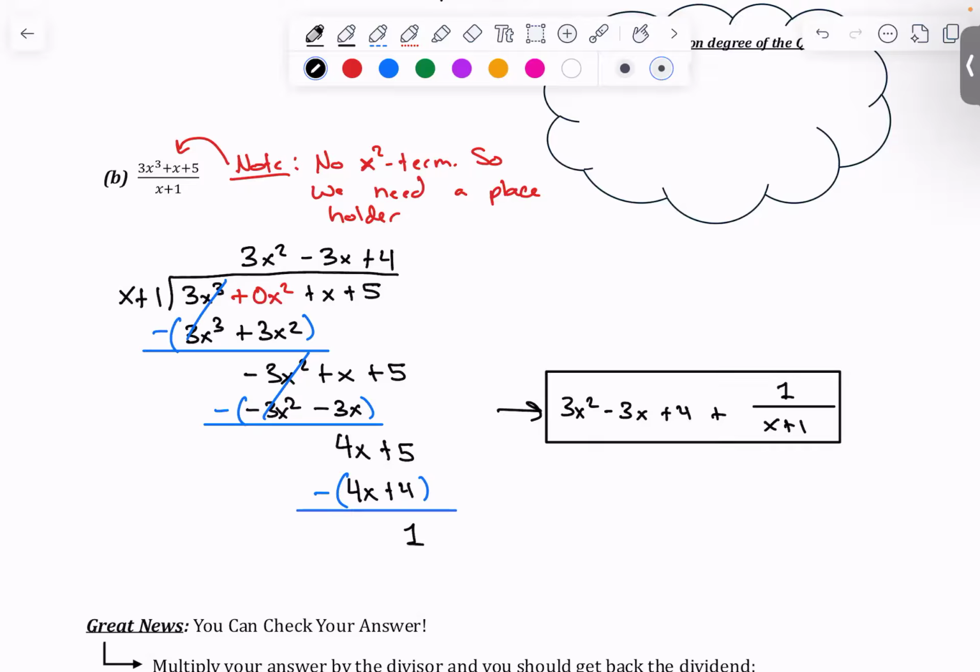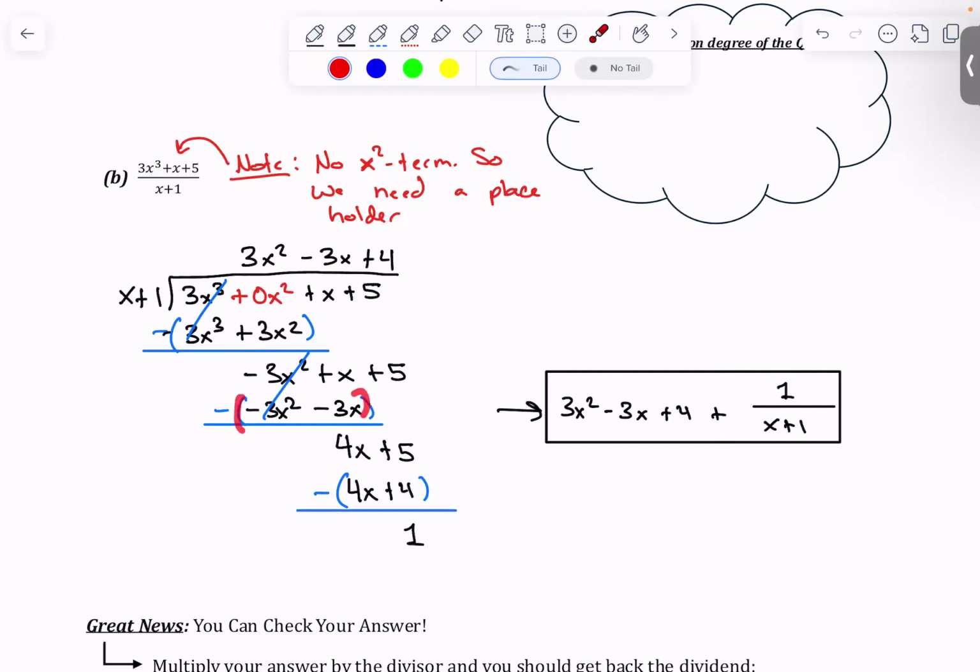Okay, cool. So once we had done this, we had subtracted it, and we've got negative 3x squared plus x plus 5. We ask ourselves, how many times does x go into negative 3x squared? Well, it goes into it negative 3x times, because if you multiply negative 3x times x, you get negative 3x squared. So we'll go ahead and multiply that in. We get negative 3x squared minus 3x.